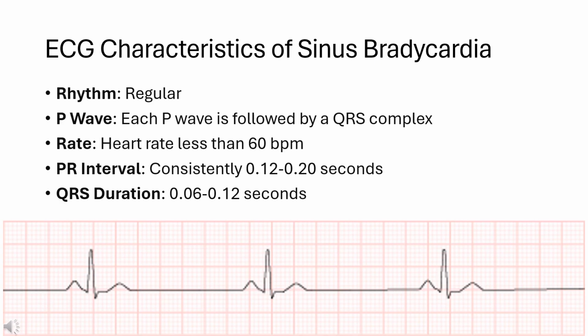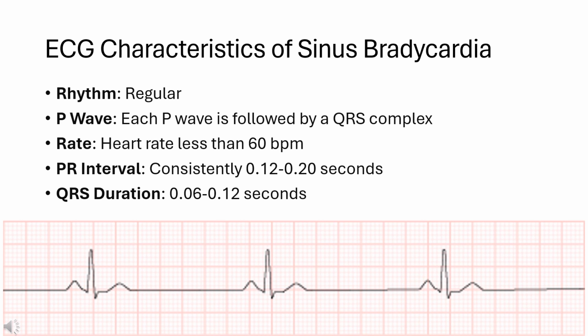Let's look at the ECG characteristics of sinus bradycardia. The rhythm in sinus bradycardia is regular, meaning that the intervals between each heartbeat are consistent. This regularity is a hallmark of sinus rhythms, indicating that the heart's electrical impulses are originating from the sinoatrial (SA) node, the natural pacemaker of the heart.